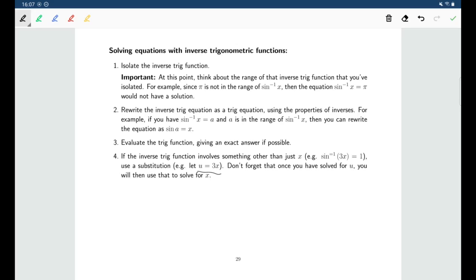Now the one thing, of course, just like the other times we've done substitution, don't forget that you have to undo your substitution at the very end. So once you find out what your value for u is, you'll need to go back and figure out what the value for x needs to be.